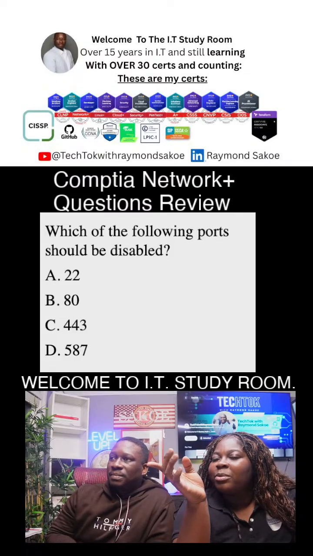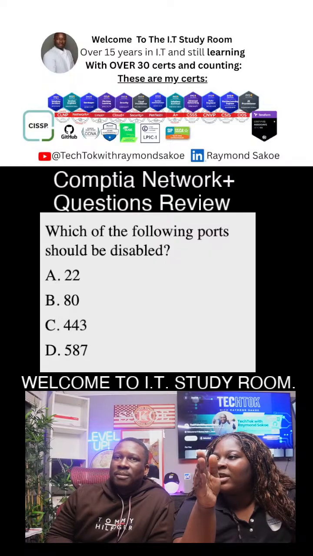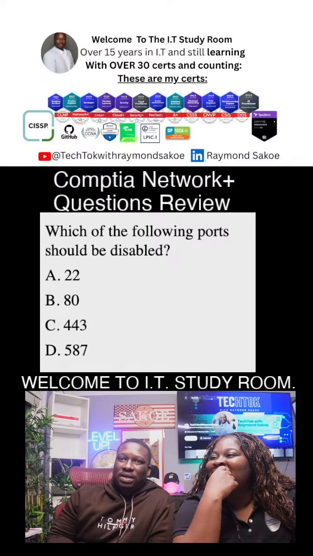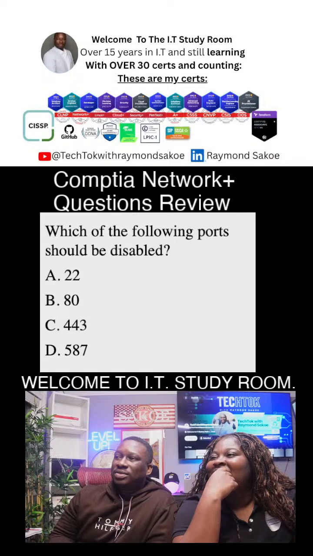So the answer was B, and Puff just came in and is saying 587. So why is it not 587? That is secured SMTP. The unsecured version of SMTP is 25. Yeah, 25. Okay.